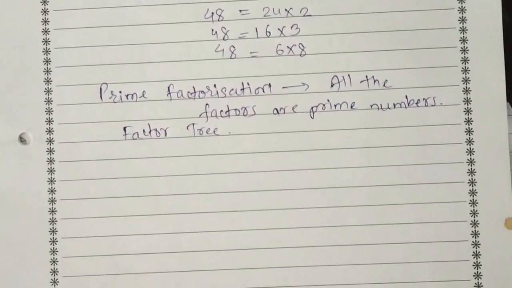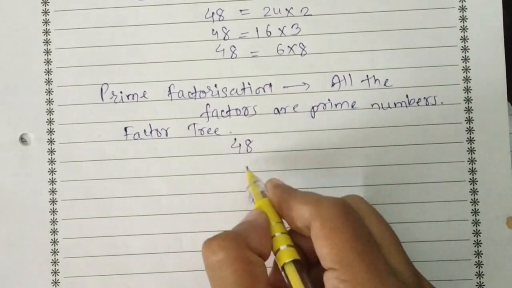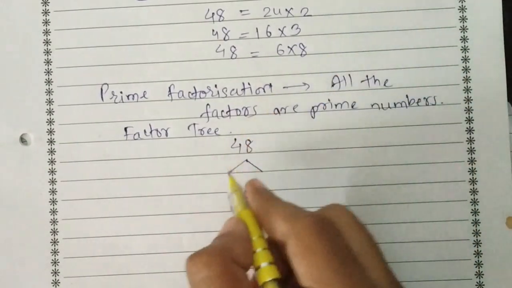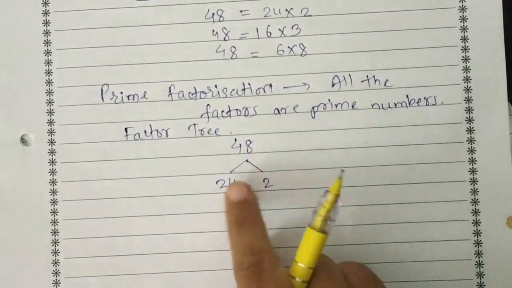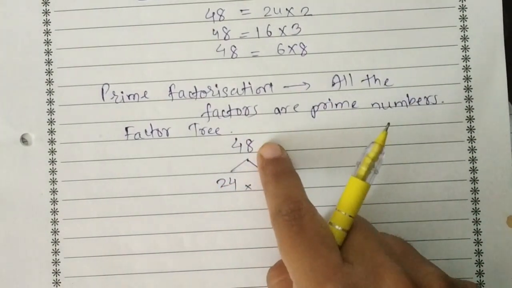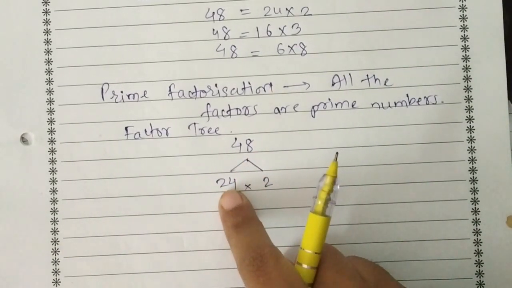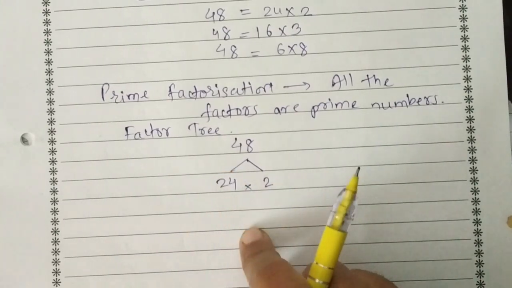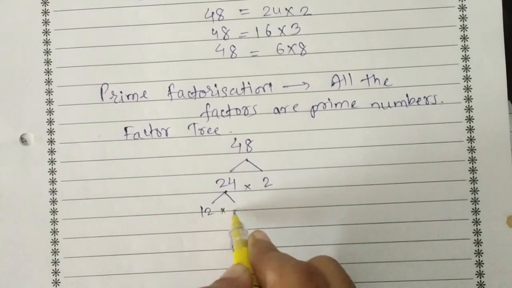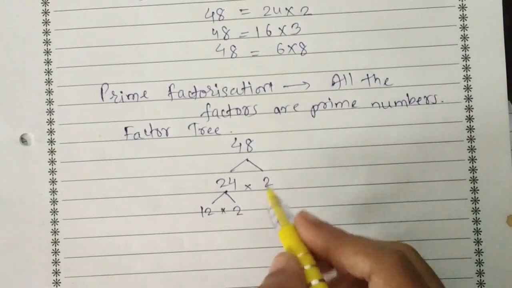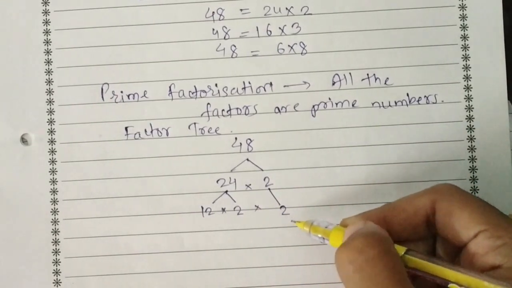So children, just look here. First of all, I'll write down the 48 here. Then I will write down its main two factors, say 24 twos. So when I multiply 24 twos, I will get 48. This 24 is a composite number, so I want to factorize it again. So I can write this 24 as 12 twos are 24, and this 2 I will take down as it is, because this 2 is what? It is a prime number.